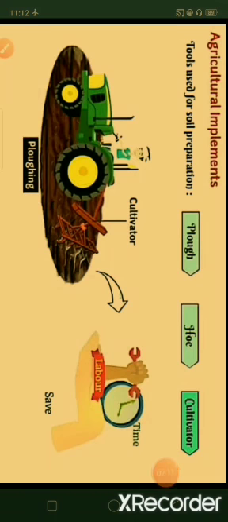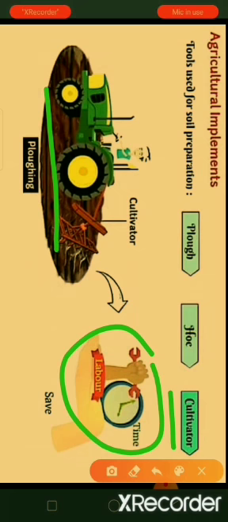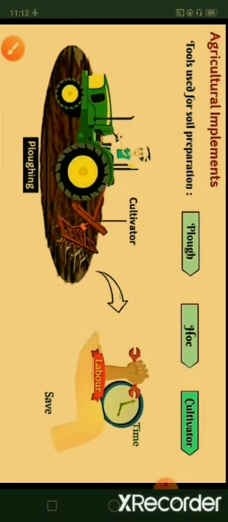Another one is the cultivator. Tractor-driven cultivators are not popular for plowing, but if they are used, they save time and labor too.